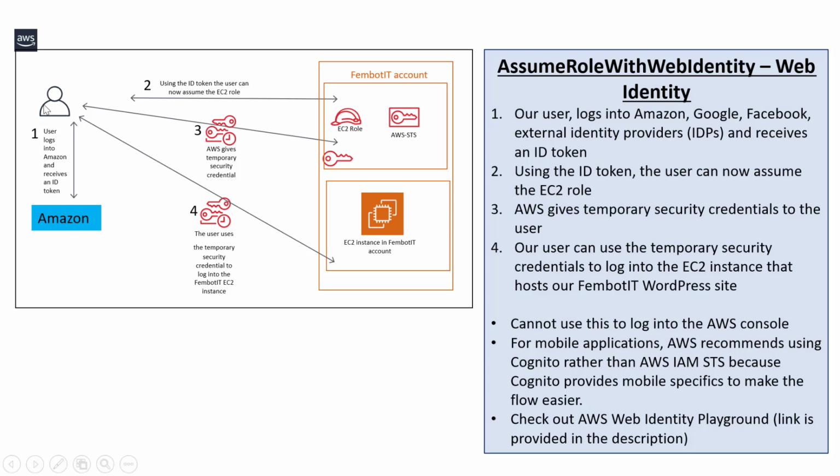So what happens is the user logs into Amazon, Google, Facebook, whatever, and receives an ID token back. They use this ID token to get over into the other account, and they assume the EC2 role with the temporary credentials. That's sent back to the user, and then the user uses those temporary credentials to log into the EC2 web instance and to update the WordPress site, FemBot IT.